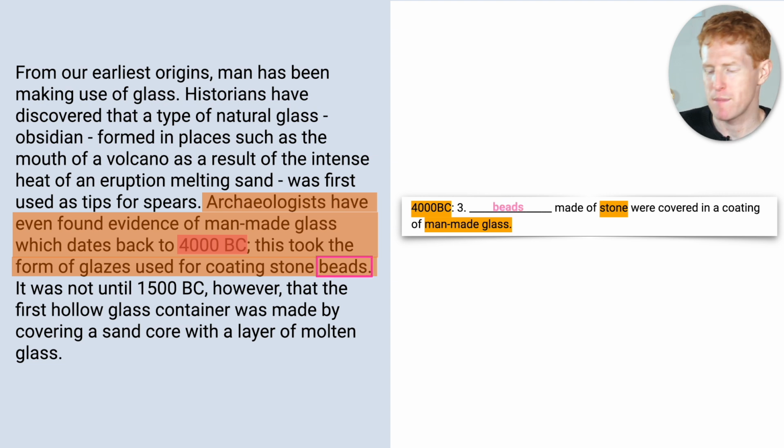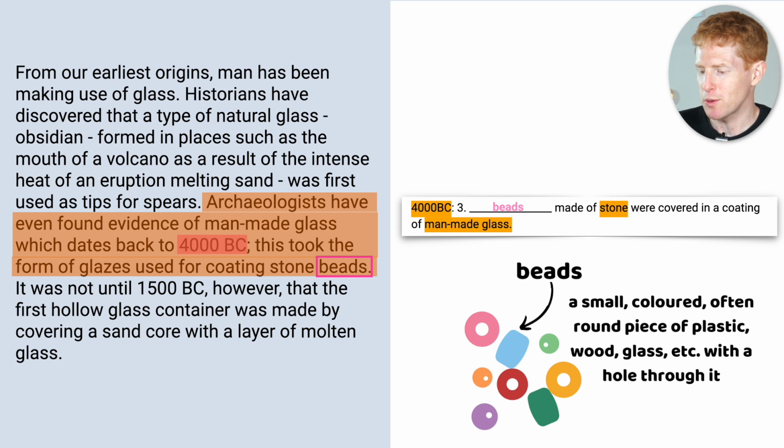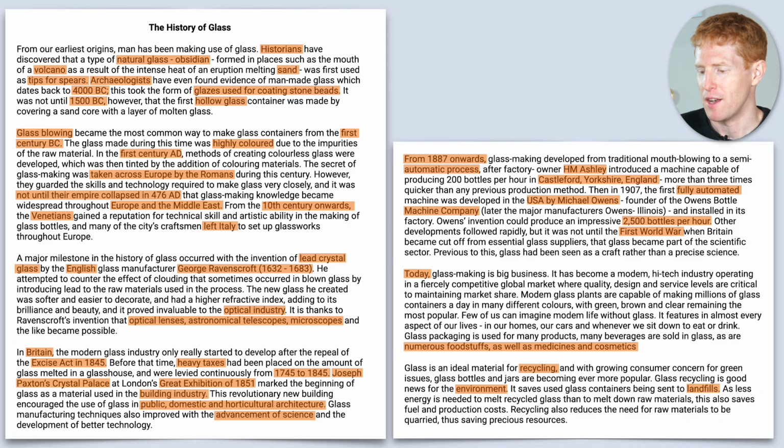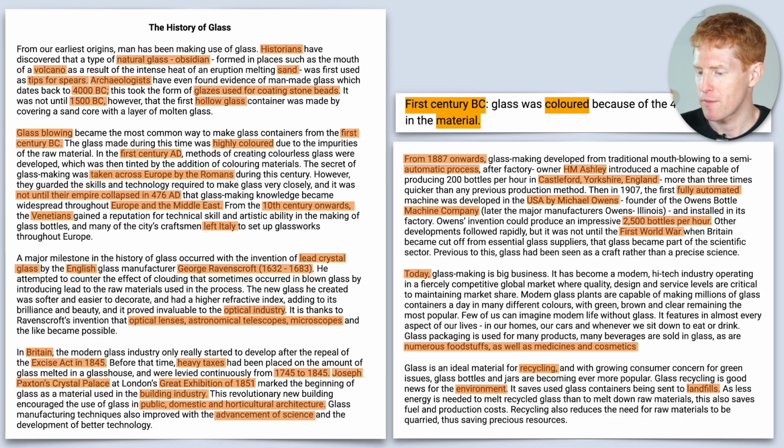So what are beads? Well, they are small, coloured, often round pieces of plastic, wood or glass with a hole through it, often used to make necklaces or bracelets. So the answer is beads. Remember, spelling is important. Next one, number 4.